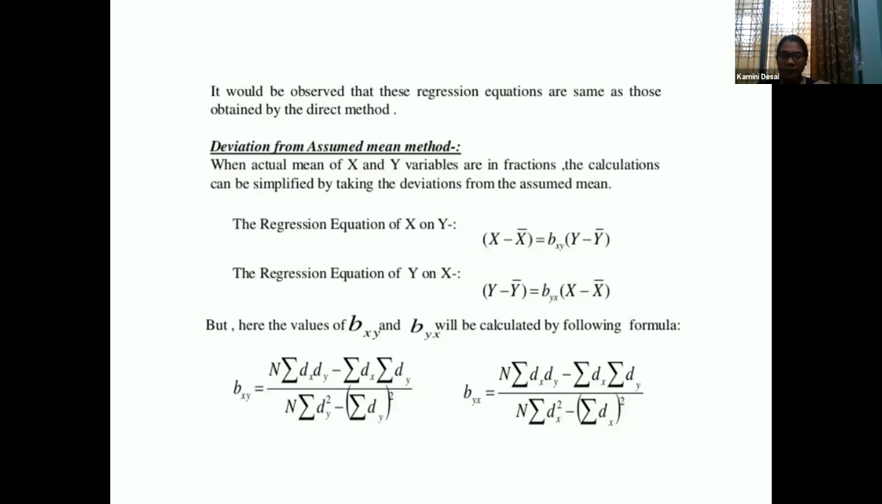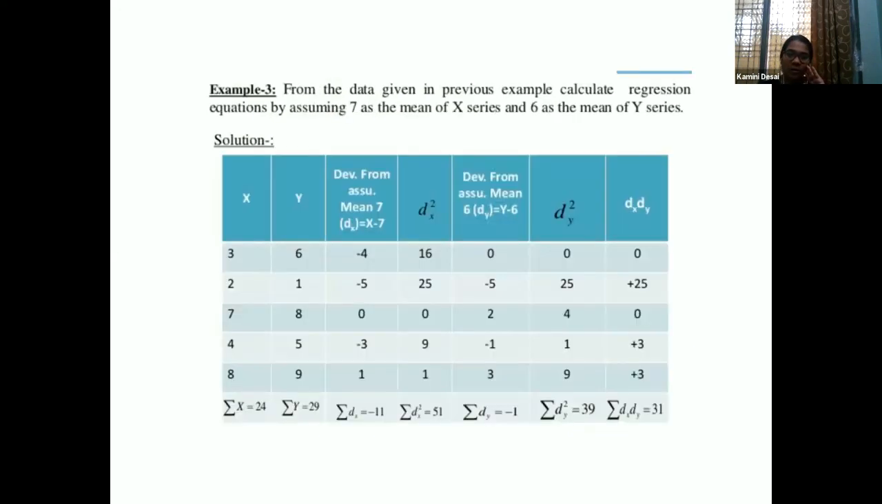Did you write this formula? So try to solve this problem. This is the same data set, we just have to consider the mean for x as 7 and for y as 6.